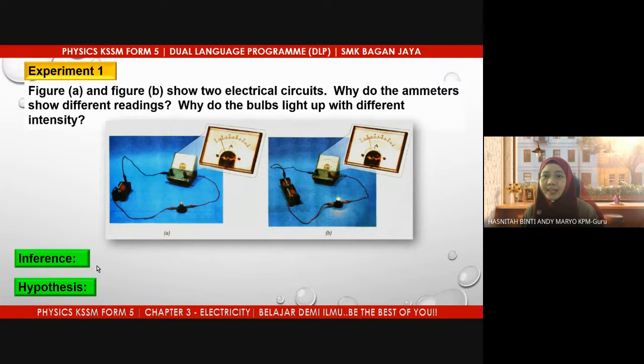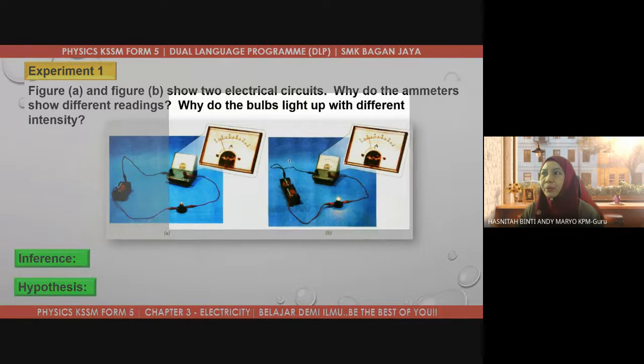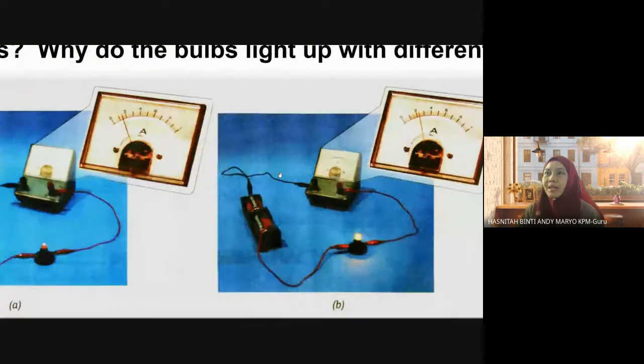Second, the reading of the ammeter, very good. Reading of the ammeter, you can see. Which ammeter shows a higher reading, students? I zoom the diagram for you. Which ammeter shows a higher reading? The ammeter in figure A or the ammeter in figure B?